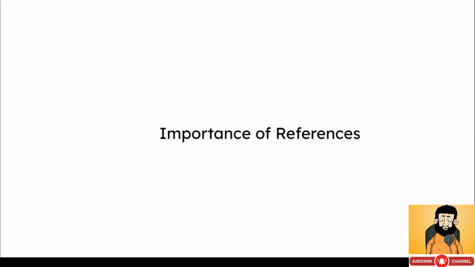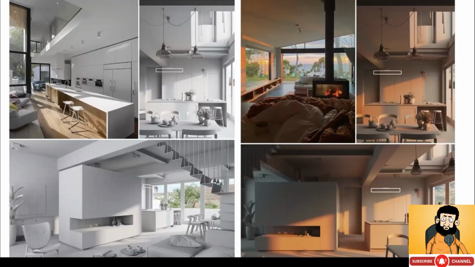Okay, so now let's talk about the importance of references. So, why should we be using references? Well, the reason for that is that our brain tends to simplify information. And when we try to reproduce an image from memory, we end up with a simplified version of the real image. So, due to cognitive bias, we tend to remember some things differently from what they really are. And that's absolutely normal. That's why all professional visualizers use references when setting up lighting.